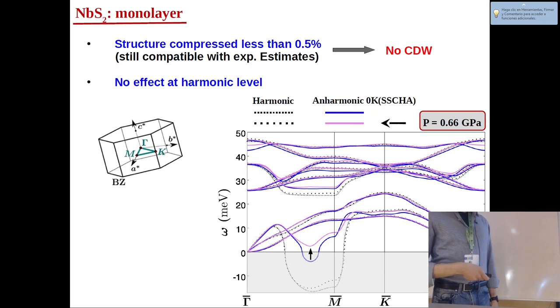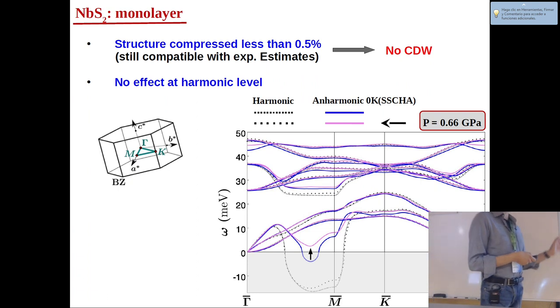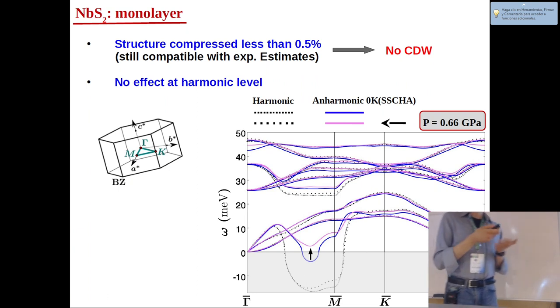Again, if you consider it at the harmonic level, the system is simply unstable. But if you use an anharmonic SCHA calculation at zero Kelvin, as you can see, the system goes from being unstable to being stable just with a very slight compression distortion of the crystal. This means, for example, that this system is very sensitive to the substrate.